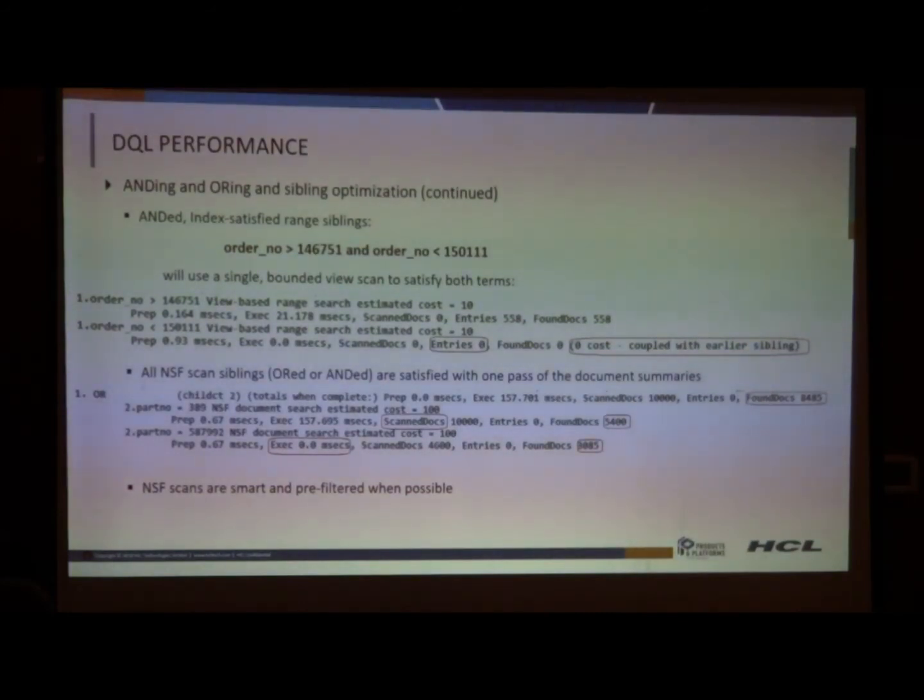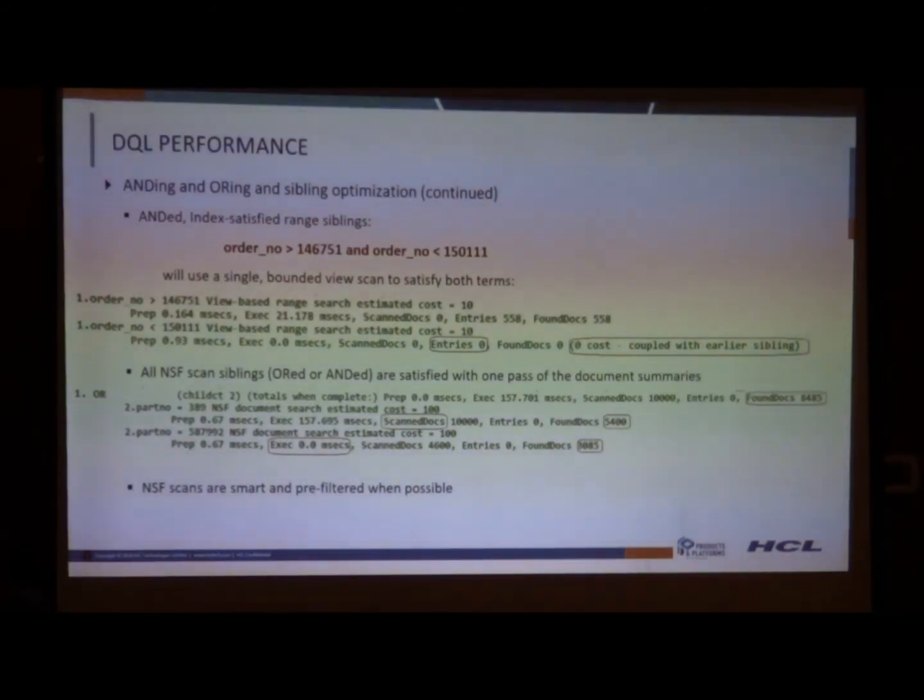You see, this took 21 milliseconds, and the number of documents it found in that range is 558. The second part of it was free. We did nothing to satisfy that, we just bounded the first one. So if you see that coupled with an earlier sibling, that's what it means. Again, the order doesn't matter, you can have these reversed, we'll find them and run them.